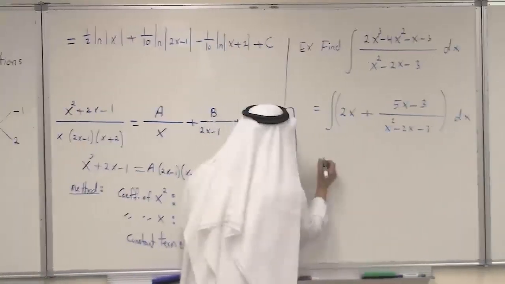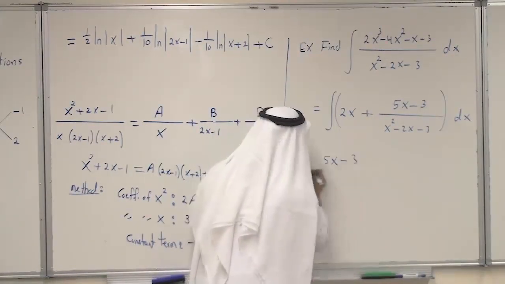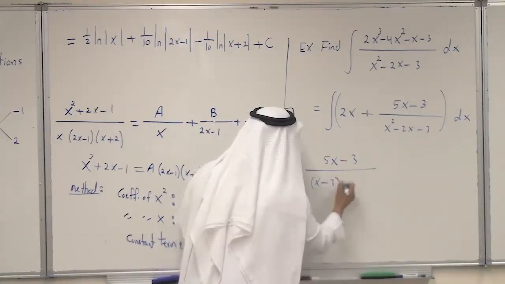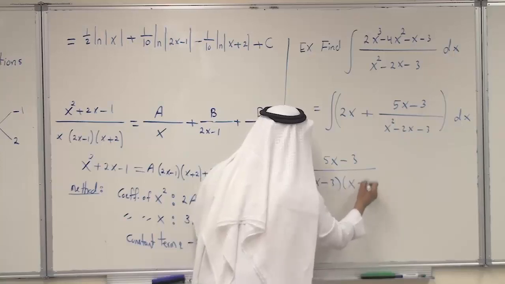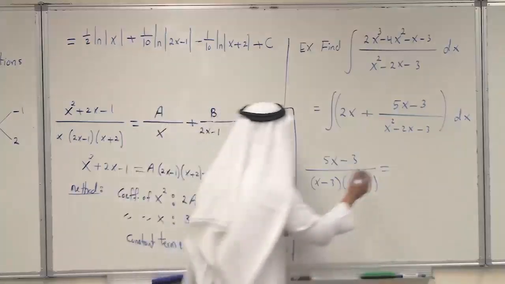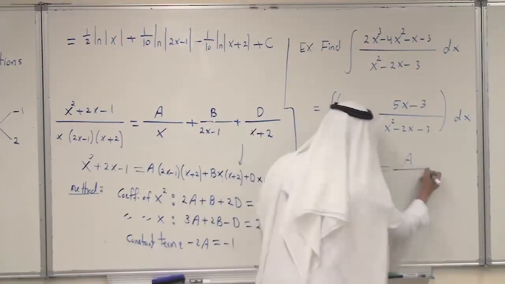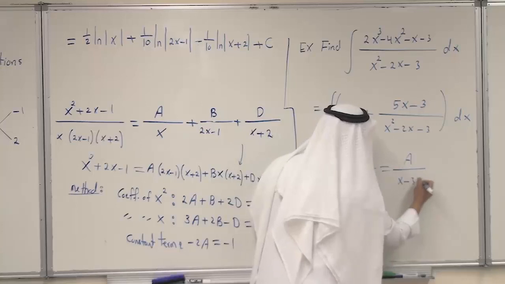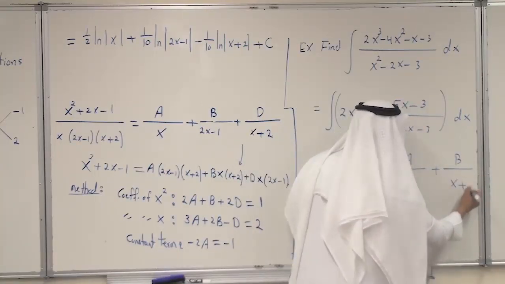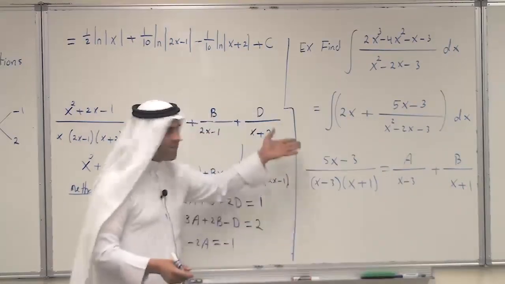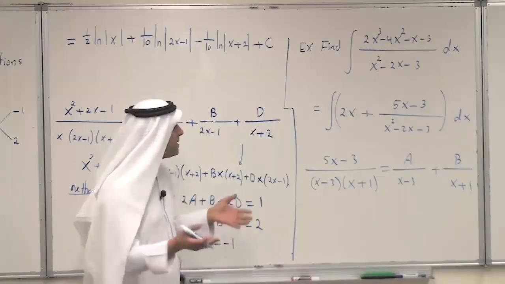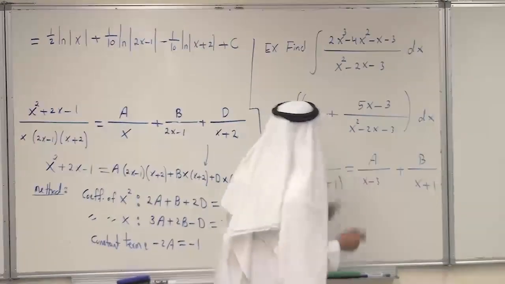The rest will be just taking this 5x minus 3 and doing the same as what we had. The denominator is (x minus 3) times (x plus 1). Then we need to decompose it. Now we can write this as A over (x minus 3) plus another one, B over (x plus 1). And then as before, we need to find A, we need to find B, we substitute, and we get the answer. I guess this is a good exercise for you to determine A and B.